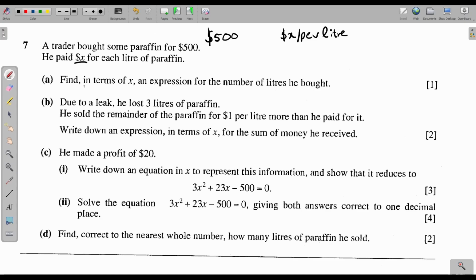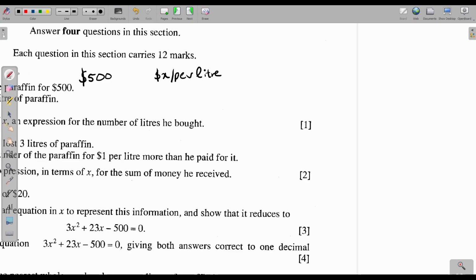Okay, and part A is: find, in terms of x, an expression for the number of liters he bought. So if we want to find how he came to that price of $500, whatever amount of liters he bought, if we multiply that by the price per liter, that's how we got to 500. Since x is the price for 1 liter, multiply that by the number of liters, and we get his price of $500.